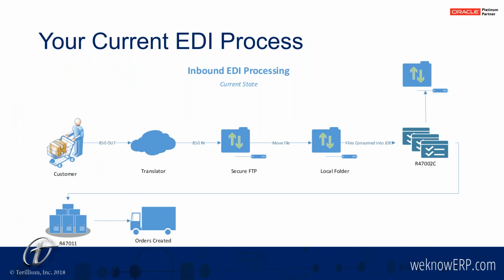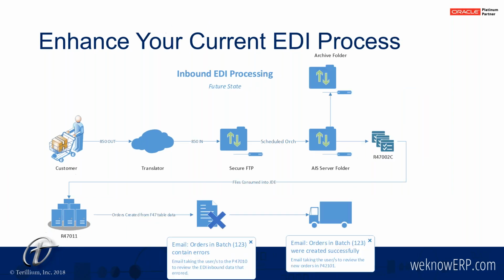The last is EDI. So I do a lot of EDI on the distribution area. To get good reporting or error handling out of EDI in JD Edwards, you basically have to build it from scratch. So with the use of the orchestrator, you can kind of maintain your old EDI process where you're going through a translator into a secure FTP. You're probably archiving your documents to some sort of archive folder. You're processing it through the 47 tables.